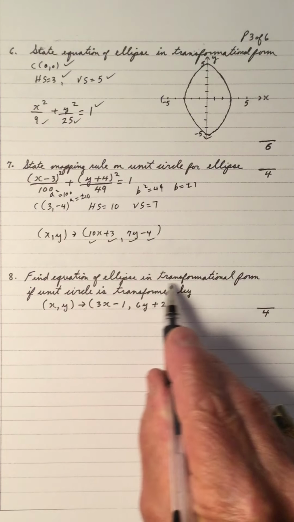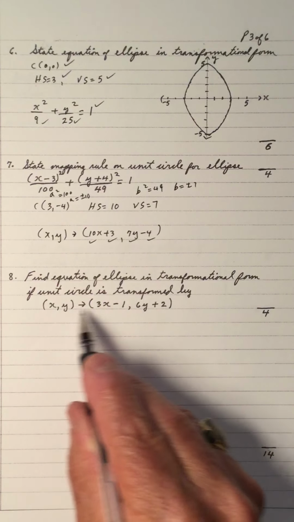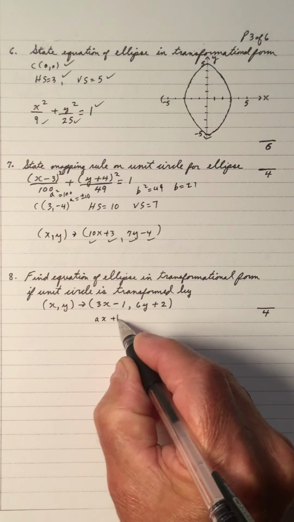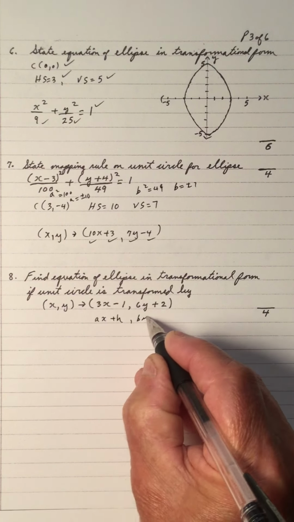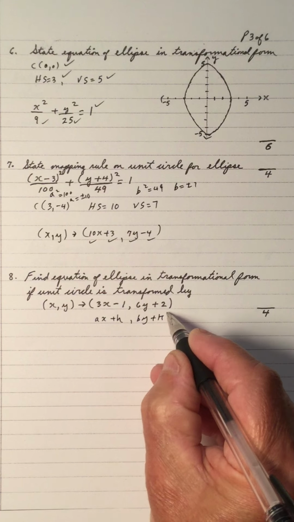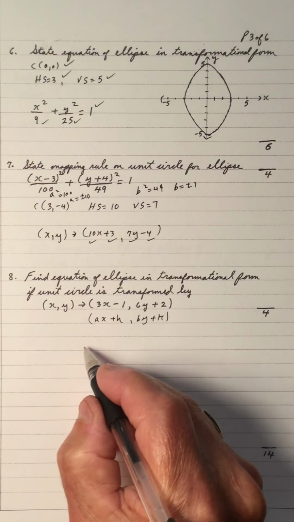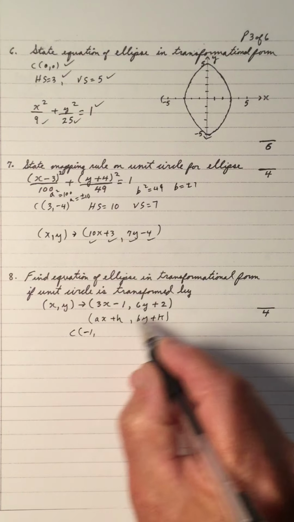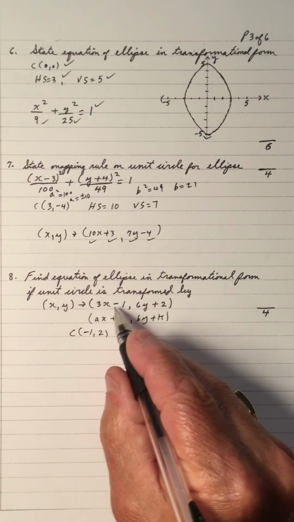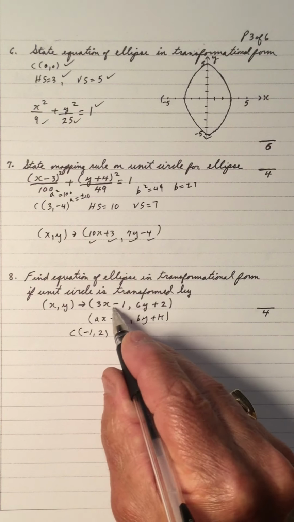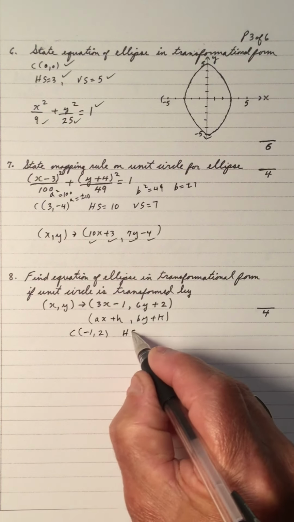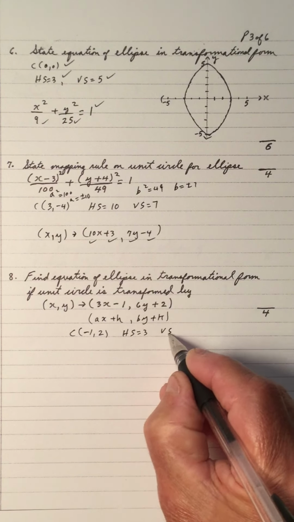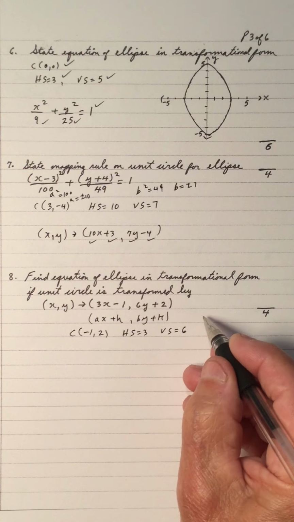Find the equation of the ellipse in transformation form if the unit circle is transformed by this. So that means that's ax plus h, this is by plus k. So that means that the center is negative 1 and 2. And that means the horizontal stretch is 3. The vertical stretch, which is the b, the vertical stretch is 6.